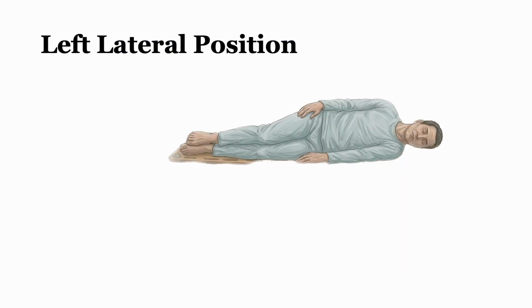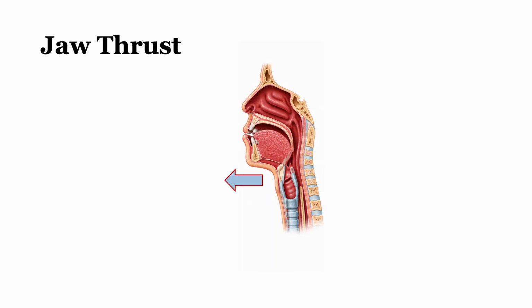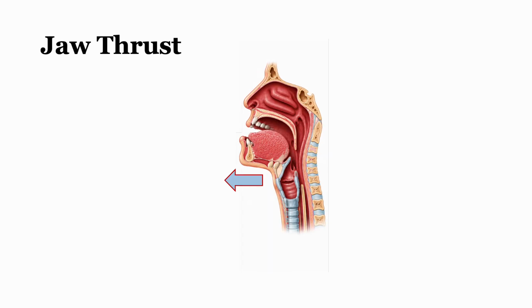Left lateral positioning plus active suctioning can help to alleviate obstruction by blood, vomitus, or foreign bodies. In the jaw thrust maneuver, the mandible and subsequently the tongue are pushed forwards to obtain airway patency. There is no mention of the head tilt and chin lift maneuver in the 11th edition of the ATLS. Remember that this maneuver is not recommended with a suspected spinal injury.